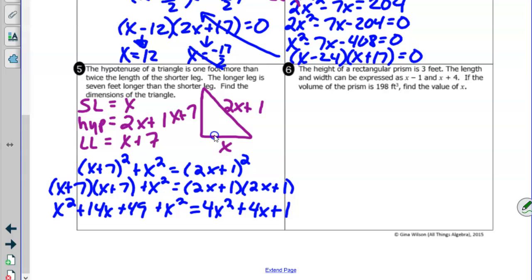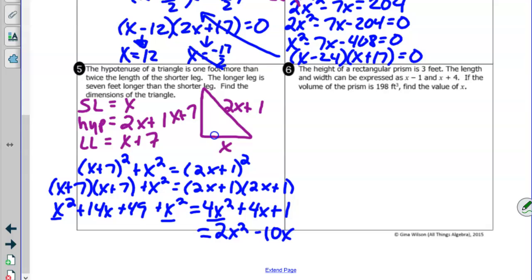Taking it to the right side? Yes. Okay. We have 2x squared here. If I can skip that step and just do 4x squared minus 2x squared, what will I get? 2x squared. So I just took care of all of those. We have 14x on this side, so it's 4x minus 14x.